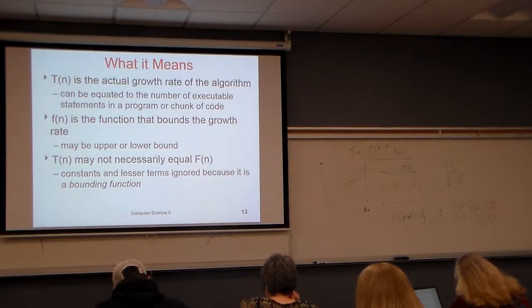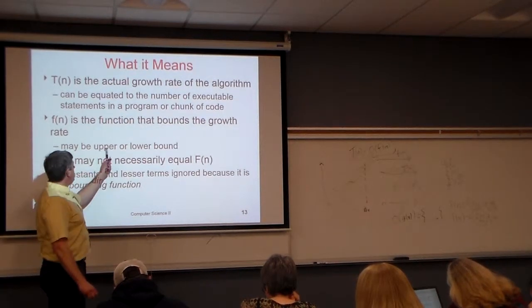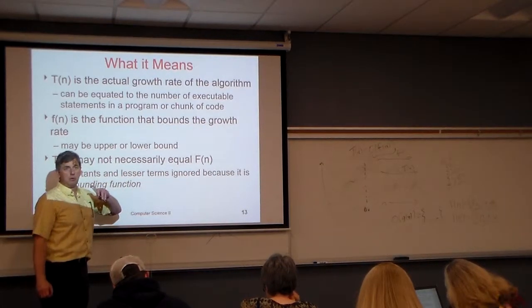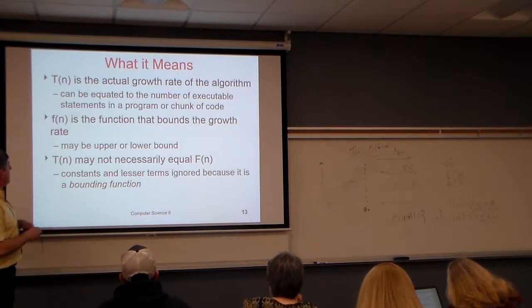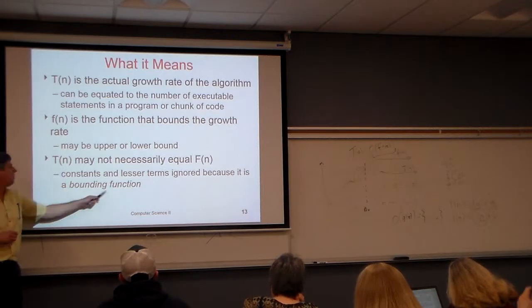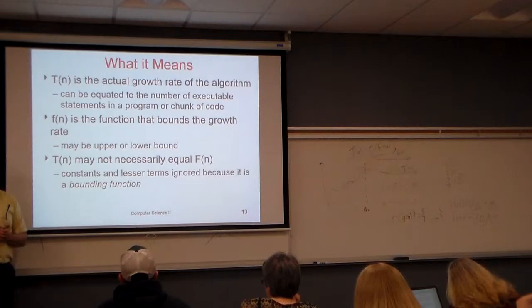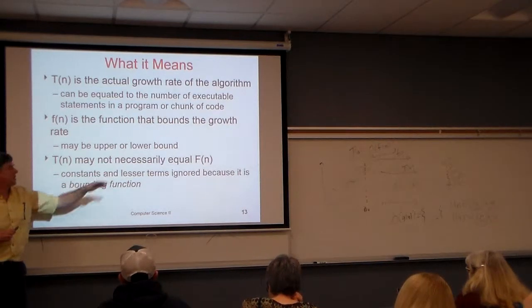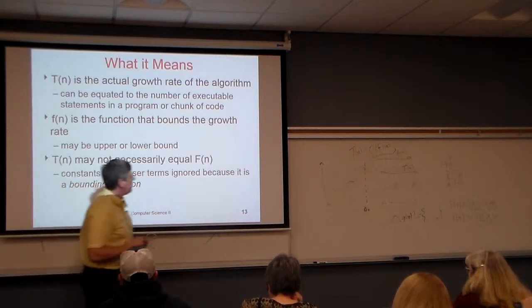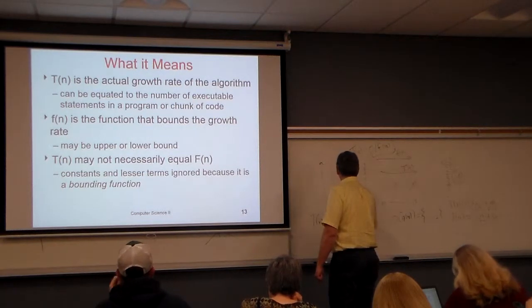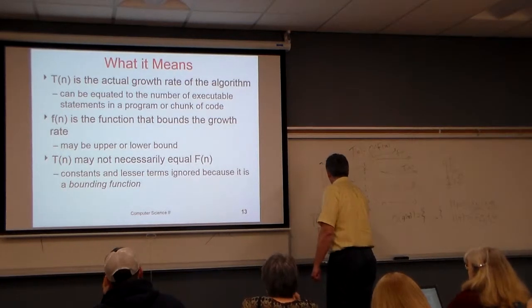That's what we're talking about with big O, an upper bound. Lower bound is actually big omega, but don't worry about that stuff. And it may not necessarily be equal to it. Constants and lesser terms are ignored because it's a bounding function. It's putting it in a pen, so to speak. It's only allowing it to go this far. So what we're going to do is ignore constants and lesser terms. So for instance, let's say that we had T of n is equal to 2n plus 6. What is big O of this going to be?